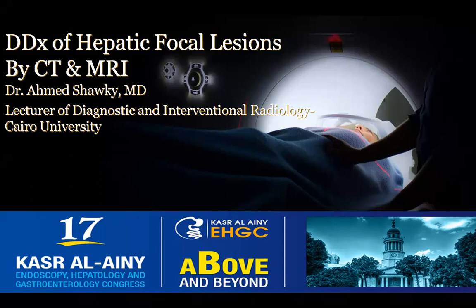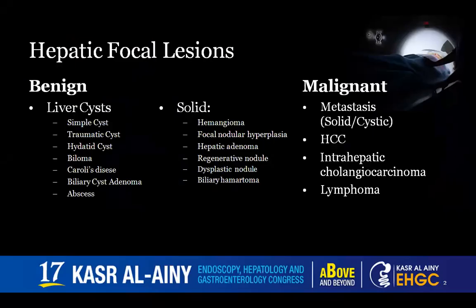I would like to discuss differential diagnosis of hepatic focal lesions by CT and MRI. Generally, hepatic focal lesions can be divided into benign and malignant lesions. Benign lesions could be cystic or solid. Liver cysts include simple cyst, traumatic cyst, hydatid cyst, pyeloma, Caroli disease, biliary cystadenoma, and liver abscess. Benign solid lesions include hemangioma, focal nodular hyperplasia, hepatic adenoma, regenerative nodule, dysplastic nodule, and biliary hamartomas.